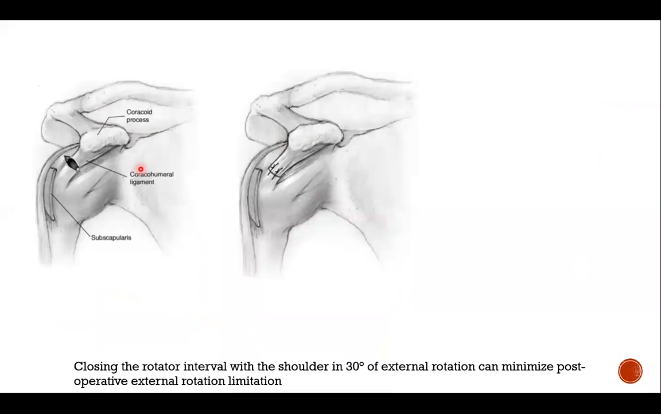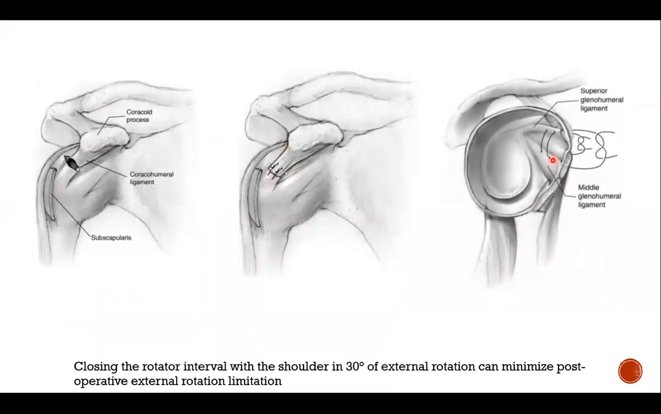So this is the open method, where there is mediolateral application of the rotatory interval, and arthroscopically, how we do it is closure of this, so approximation of the SGHL and MGHL. The open mediolateral has better results compared to the arthroscopic superior inferior reconstruction.